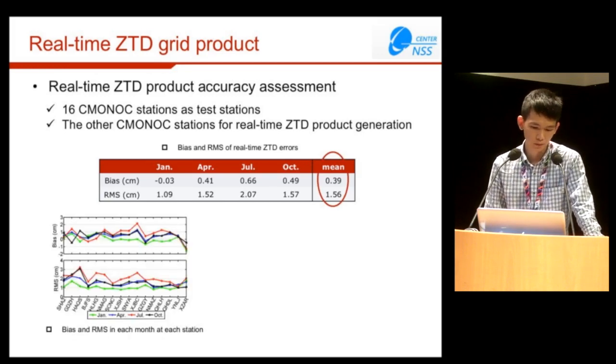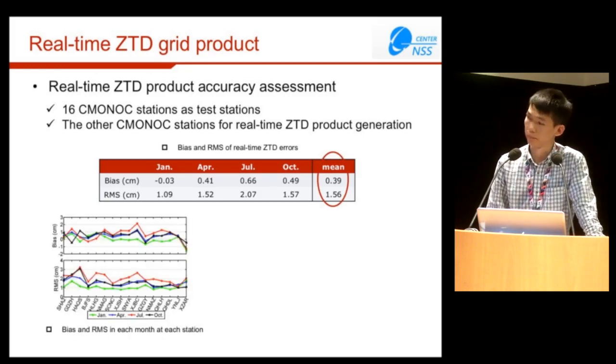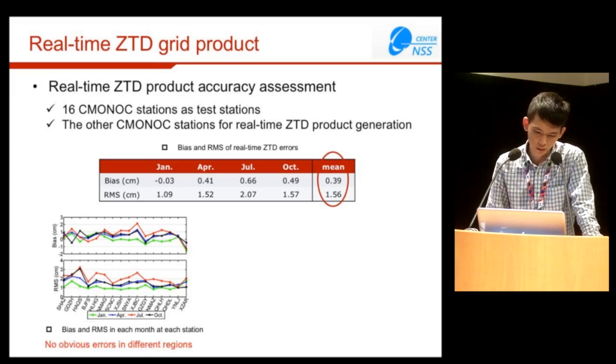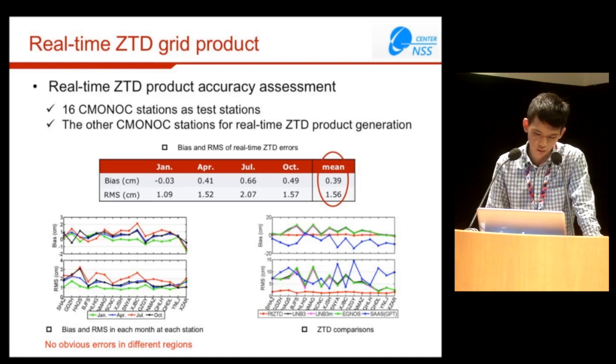The bottom left figure gives the biases and RMS at the individual stations. And we can find there are no significant differences among stations in different regions. And this figure gives the comparison of our grid product with other commonly used empirical models. And we can also find significant improvements by using our product, as indicated by the red lines.